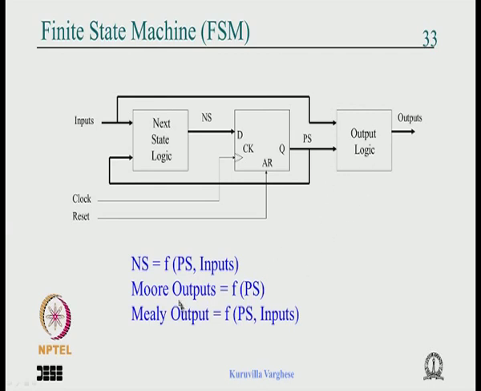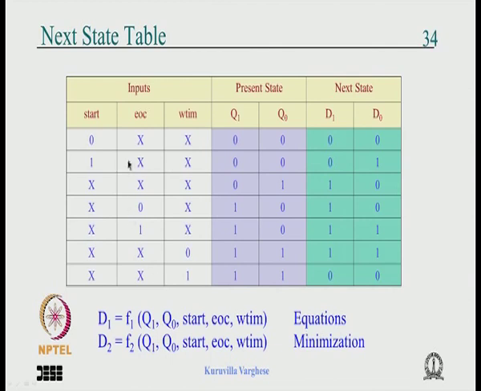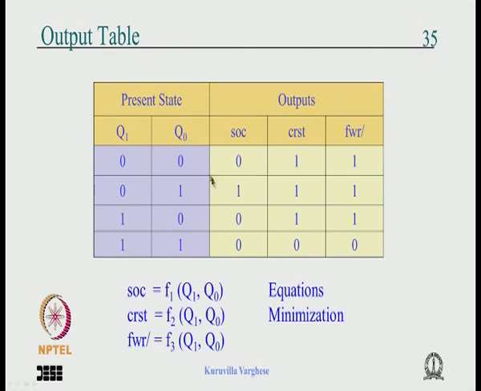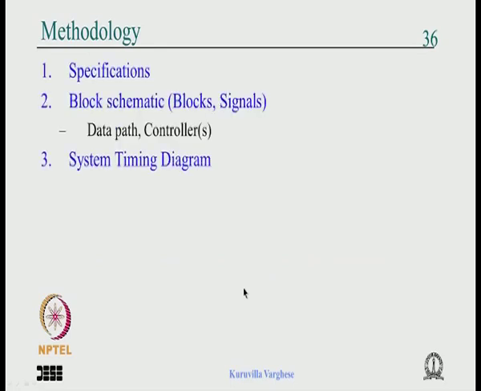If it is only a function of present state, it is Moore; if it is a function of present state and input, then it is Mealy. As I said, from the input, the present state and the transition we have written this table, then you get an equation for D1 and D0 in terms of the present state and the input, then you can minimize and implement it. Similarly for the output, you write the output in terms of the present state, form the equation and minimize it.